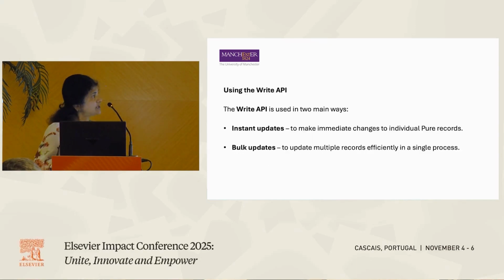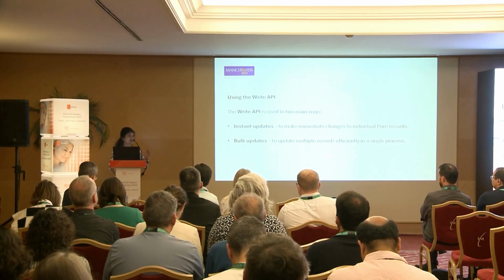Using the Write API, we use it in two main ways. One is the instant update, that is to make immediate changes to individual Pure records. As I mentioned before, this is done through the OACP application. The second one is the bulk update to efficiently update multiple Pure records in a single process. This is carried out through a Java scheduled task. Usually we try to run it over the weekends.